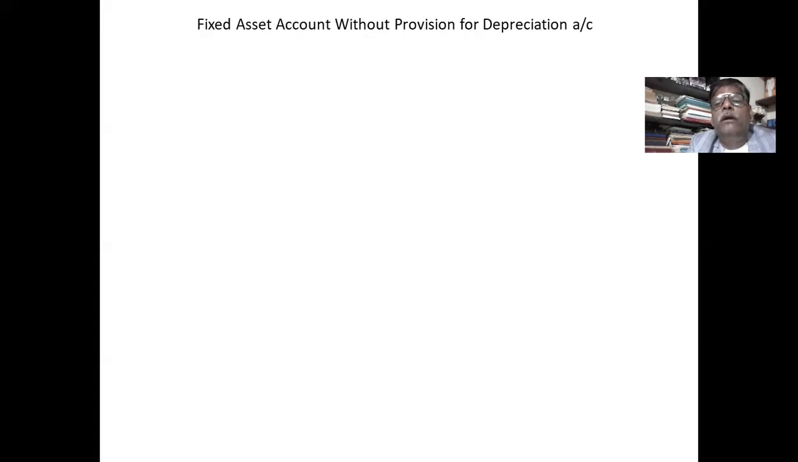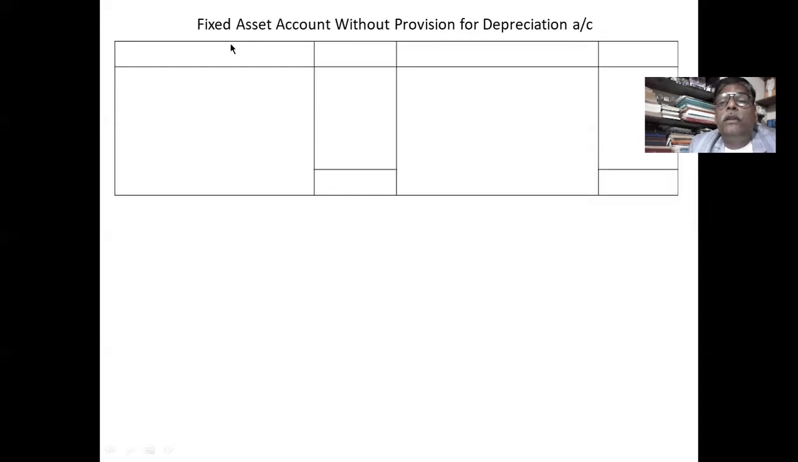If there is a confusion regarding purchase and sale or depreciation, and on the basis of the given amounts you are able to find the purchase and sale, there is no need of opening the account. But if there is a confusion, you have to prepare the account. Okay. If provision for depreciation is not given in the problem, how do you prepare the account?